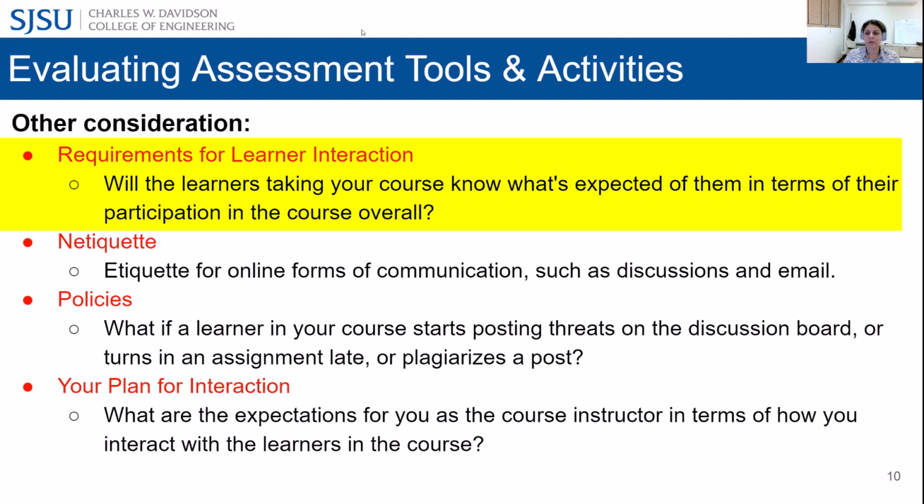So the question that you want to answer to make sure that information is provided is, will the learner taking your course know what is expected of them in terms of, for example, participation in the course overall? And by participation, we talk about, for example, the submitting of assignments, showing up in the class, attendance, and all those kind of expectations that you have.